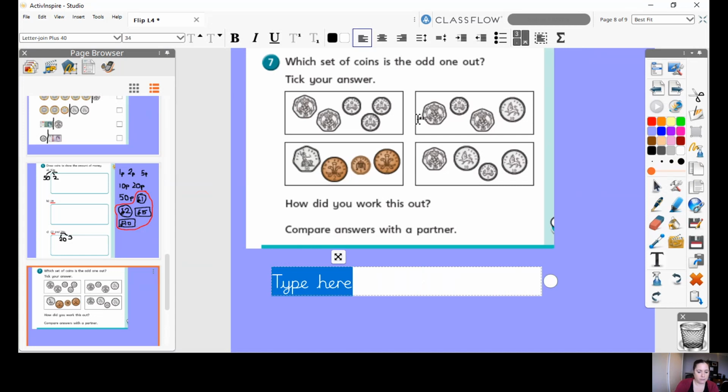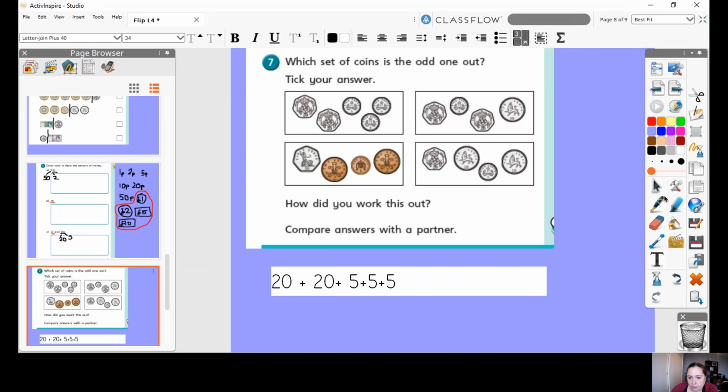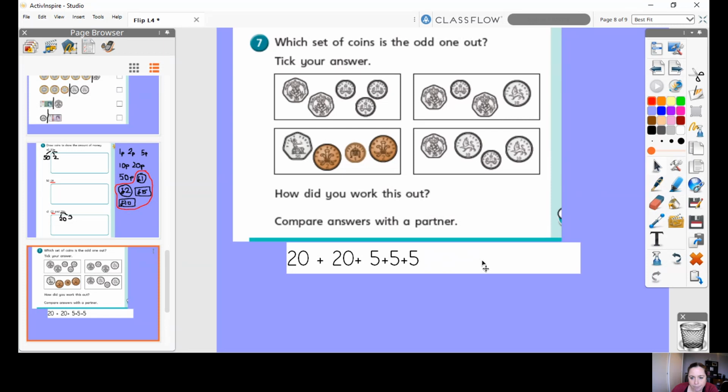So here's my first one. I've got 20 plus 20 plus 5 plus 5 plus 5. So, easy way to do this is, 20 and 20. Well, I know 2 and 2 is 4, so 20 and 20 is 40. Then I've got 5, 10, 15. That's quite hard to add on, so I'm going to make 10p with those. 40 plus 10p is 50p.